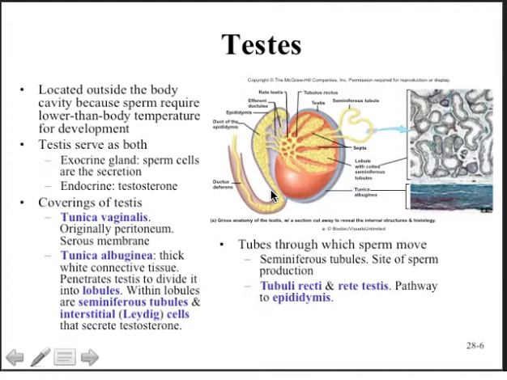The tubules in which the sperm move are the seminiferous tubules. That's the site of sperm production. The tubuli recti and rete testis are the pathway to the epididymis. So you can see here these coiled structures are constantly generating sperm, again, from puberty to death in the typical male. So you can see here from seminiferous tubule to rete testis to epididymis, and then ultimately to the vas deferens, and from there, of course, to the urethra.